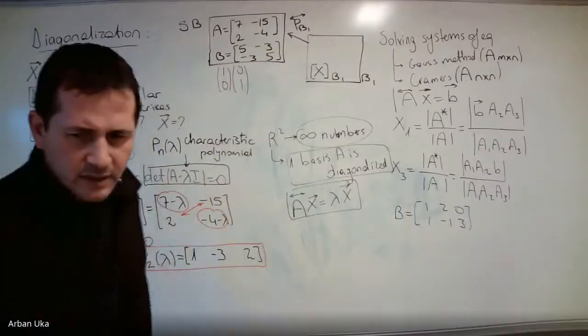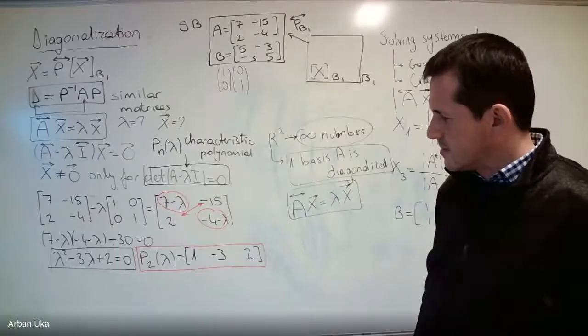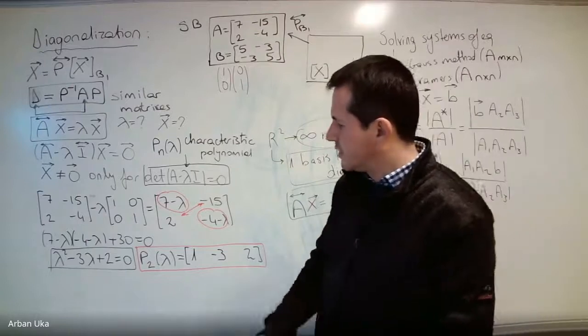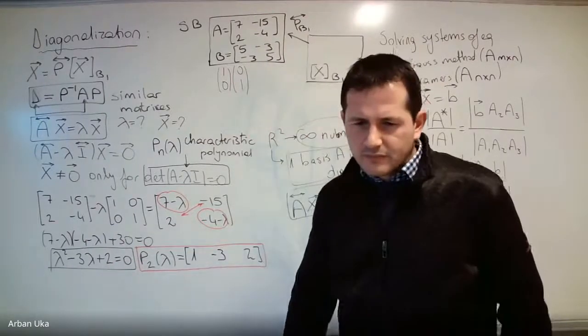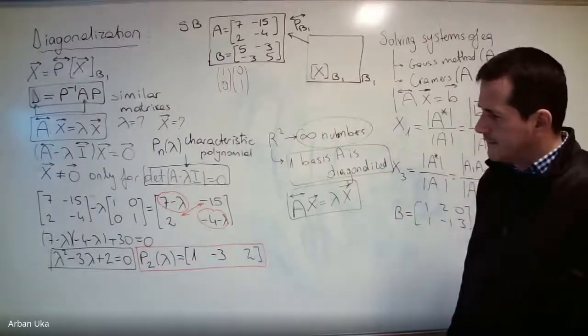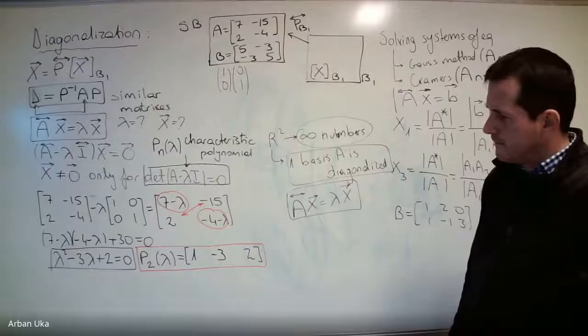And Professor, can you repeat again? Can you repeat the process, like after we say that lambda squared minus 3 lambda plus 2 equals 0, what do we do after that? We have to solve this polynomial. We have to find the roots of this polynomial. Okay? But what is P of lambda? Say it again, P of lambda.